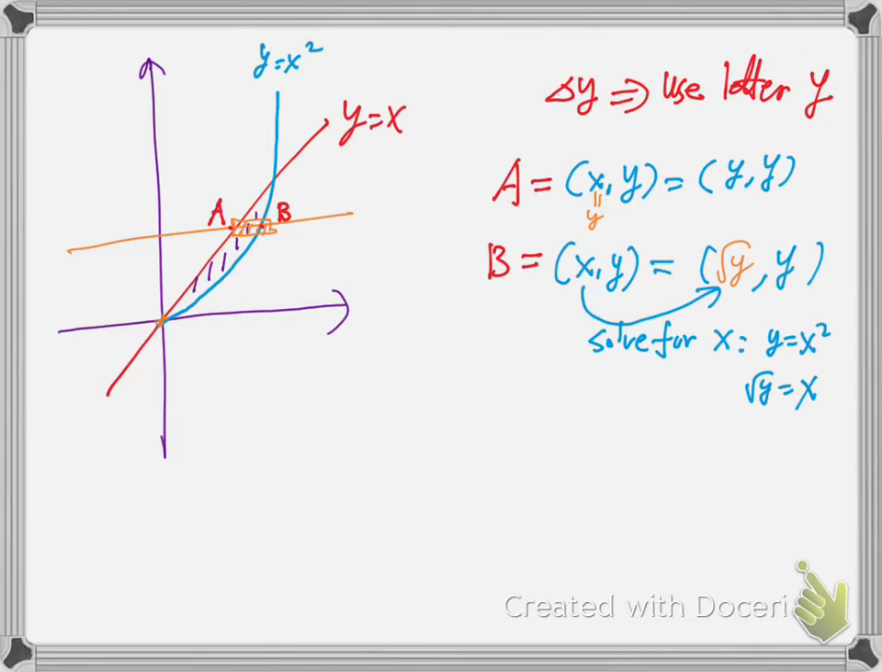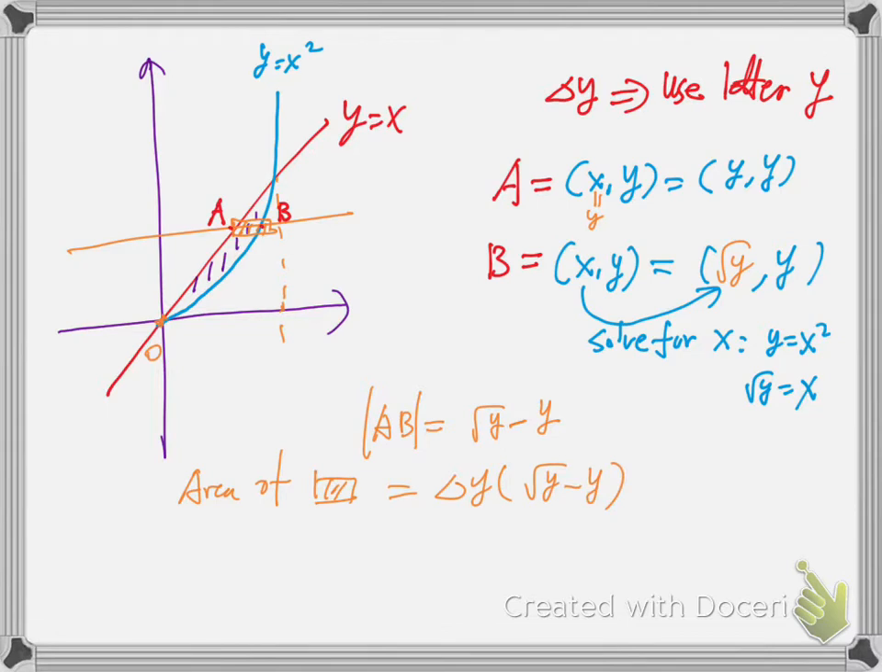The bound for the integral is the same, from 0 to 1. Now from A to B, the distance in terms of y will be the square root of y minus y, bigger one minus smaller one. That's the length AB, and the area of the small box will be delta y times this.